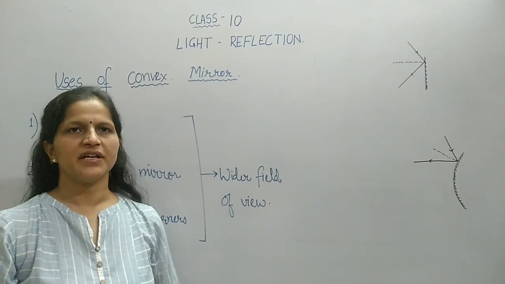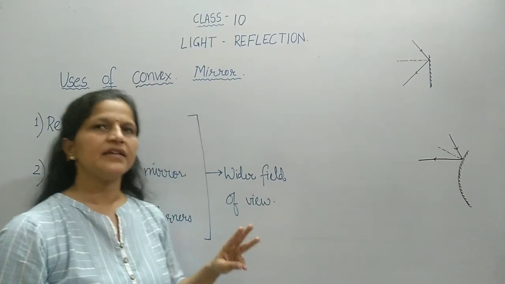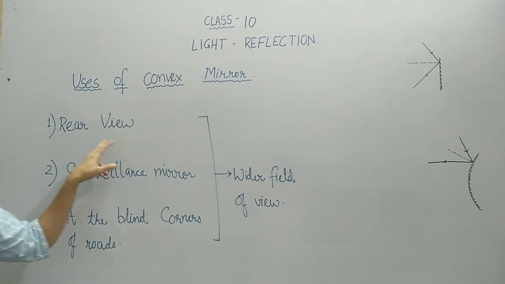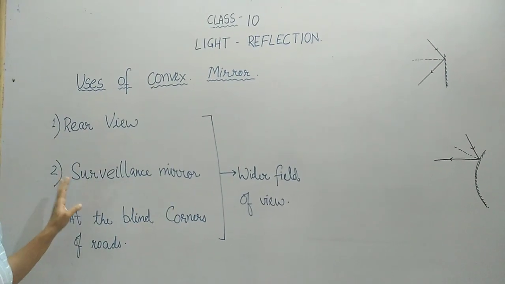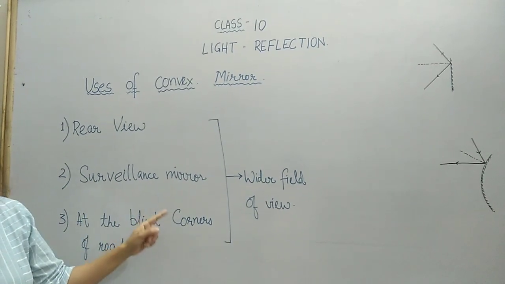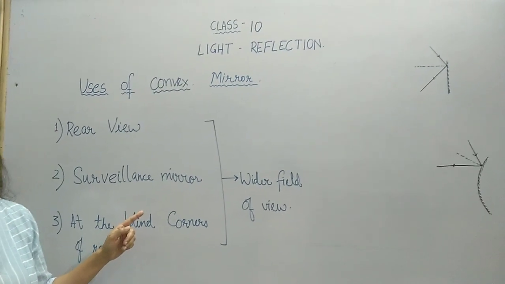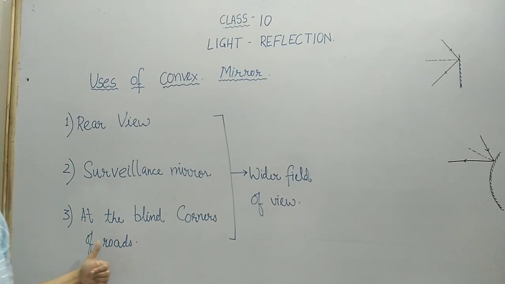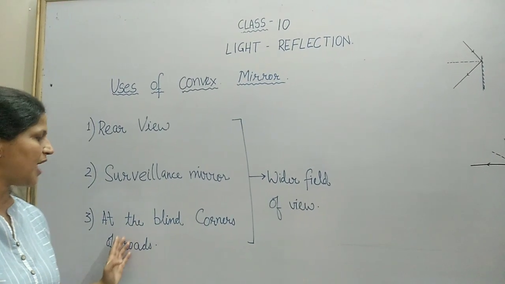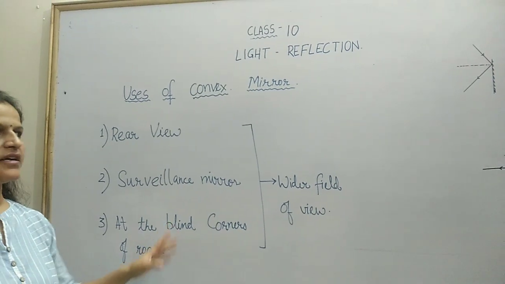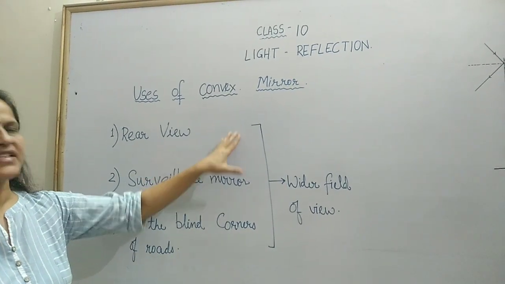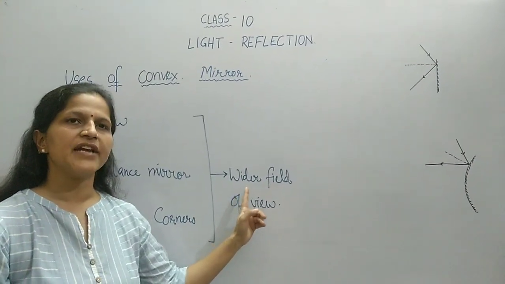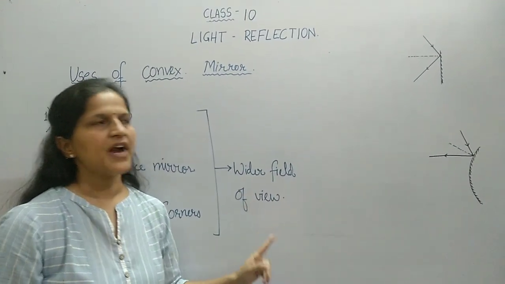Coming to the convex mirrors, we will be discussing three main uses of convex mirrors. First, it is used as a rear view mirror in the automobiles. Second, it is used as a surveillance mirror in huge shops or in big malls. It is used as a mirror for protection or to avoid accidents at the blind corners of the roads. The underlying or the basic principle behind all these uses is that it provides a wider field of view. Now, what is wider field of view?